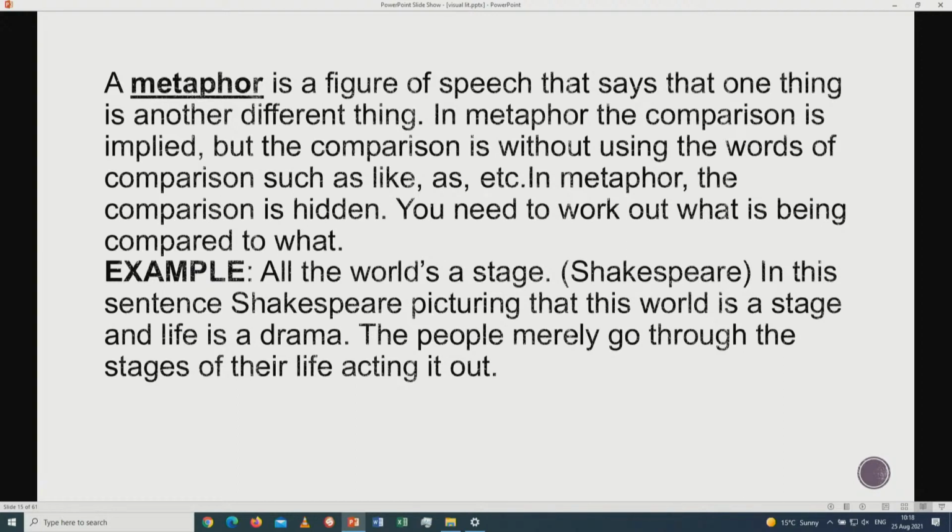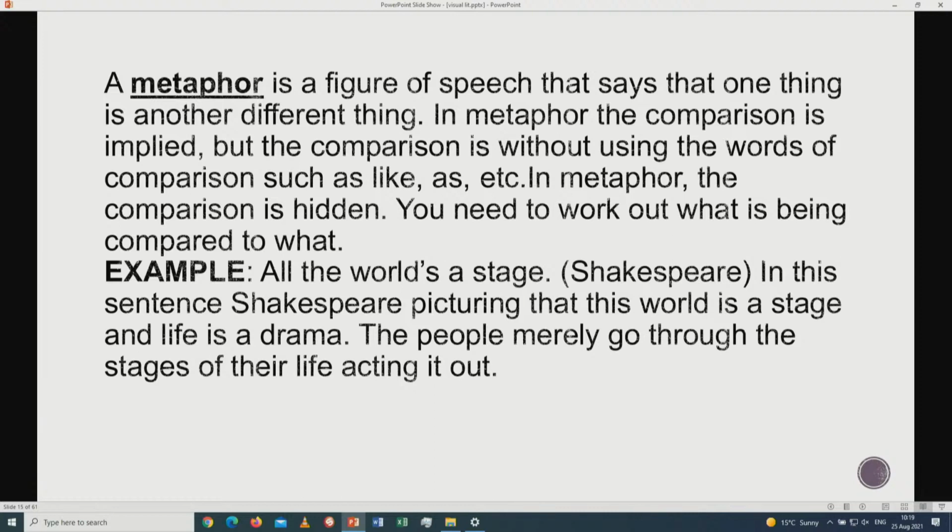A metaphor is a figure of speech that says that one thing is another different thing. In metaphor, the comparison is implied, but without using words of comparison such as like or as, unlike when we are using the simile. So when you are using a metaphor, you will not find the words like or as. However, it is a comparison. In metaphor, the comparison is hidden. You need to work out what is being compared to what on your own.